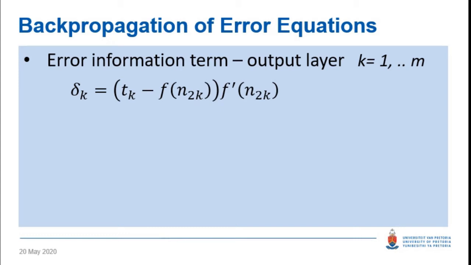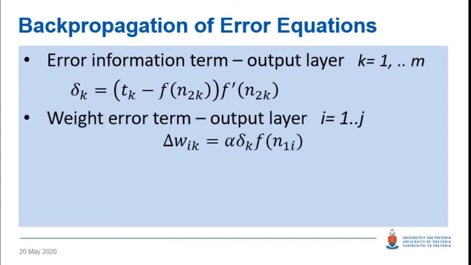So again, you remember we're at the output layer now, and the number of nodes we have is m, and we're indexing this by k. So k is going from 1 to m. And basically what we're doing is we're taking the difference between the target value specified in the training instance, so this is tk, and the activation of the neural network, which is fn2k, and we're multiplying that by the derivative of fn2k. We then use this value to calculate the weight error term.